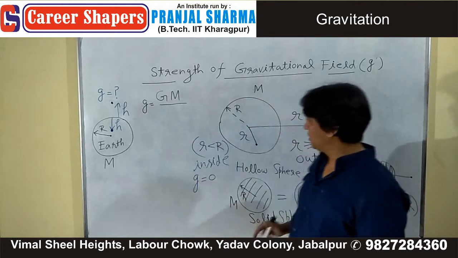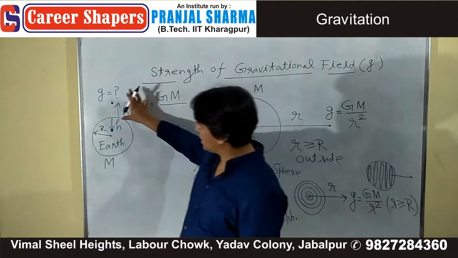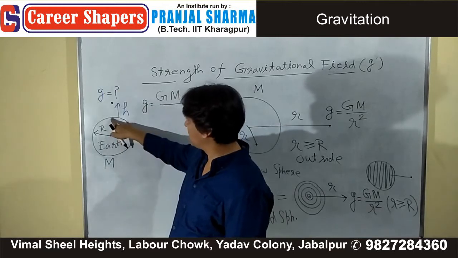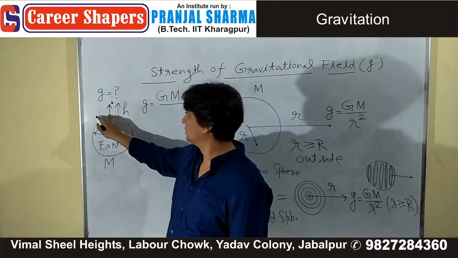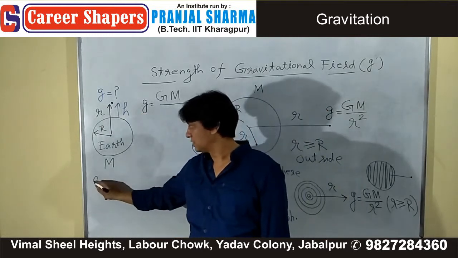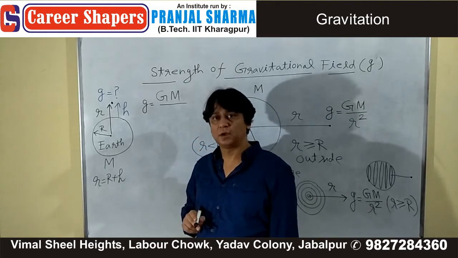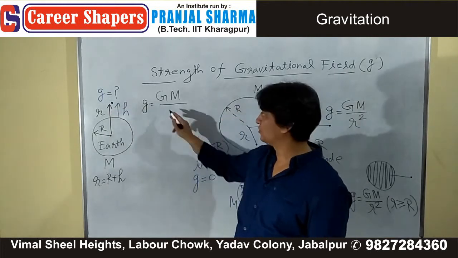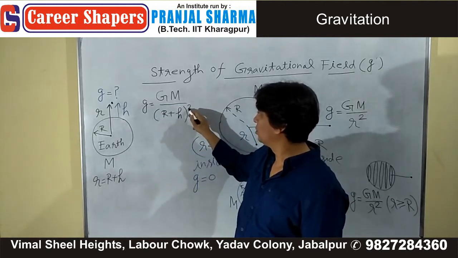Now what is R? R is always taken from the center. So if you are interested in the outside part, you can see that this is your R. What is this R? This R is R plus H. And therefore the gravitational field at height h above the surface of Earth is Gm by (R plus h) whole square.